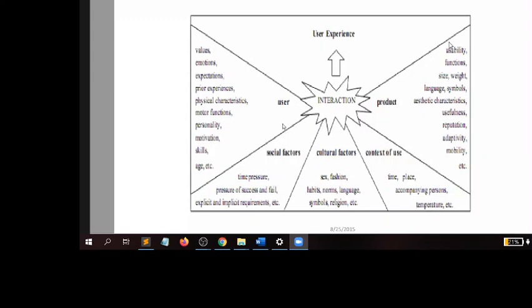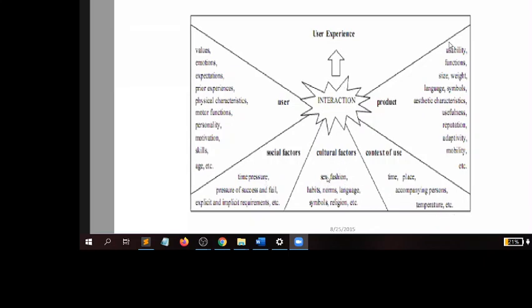Now, when you look at the users, users have values, emotions, expectations, prior experience, knowledge, education level, among other things. Social factors include time, pressure, pressure of success and failure, expressing implicit requirements, among other things. It is the environment where people are found, the social structures, whereby they say people should not be using this thing in a particular way, and such kind of thing.